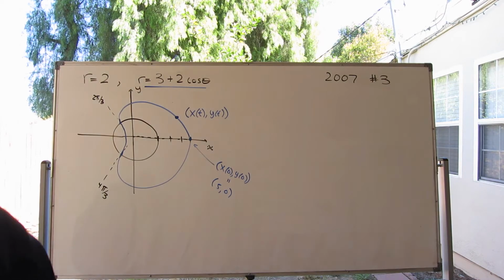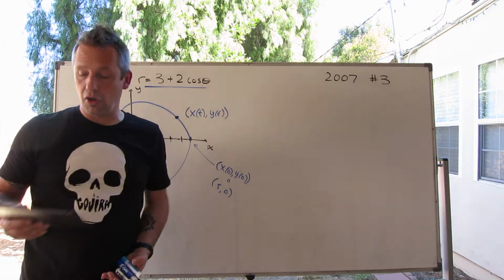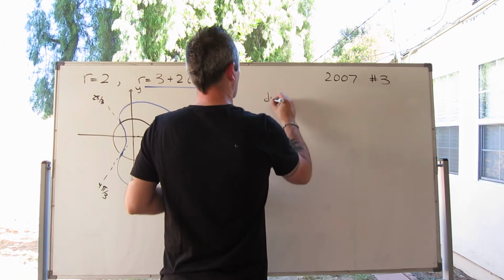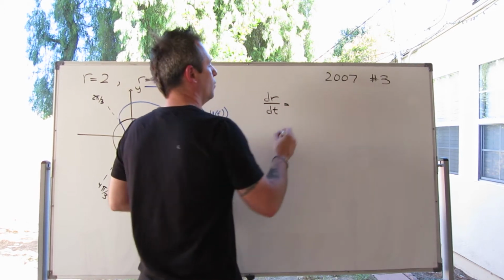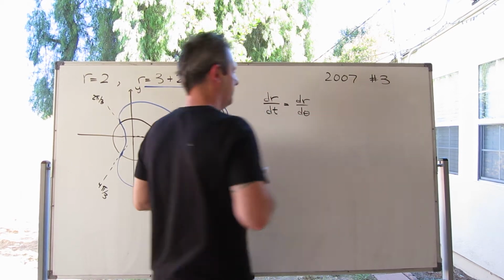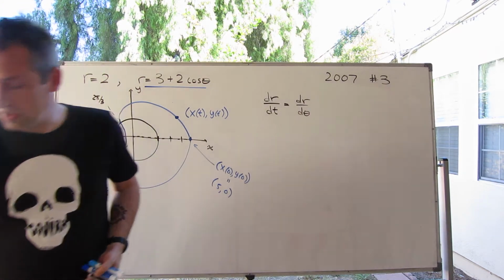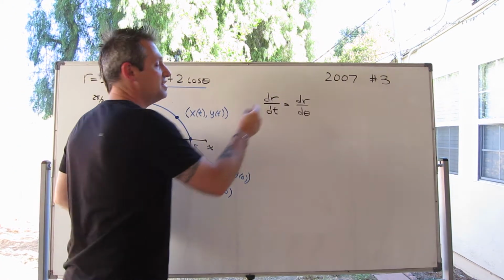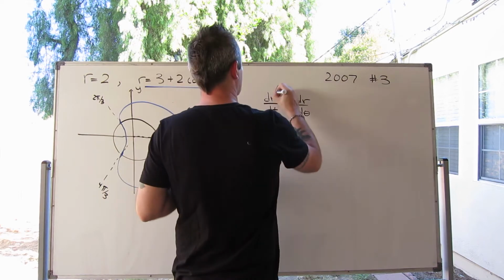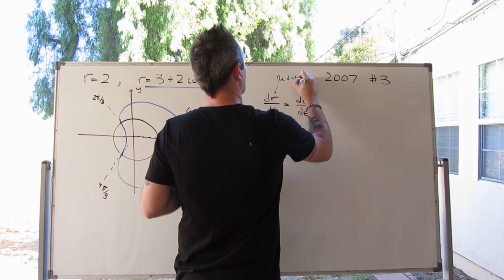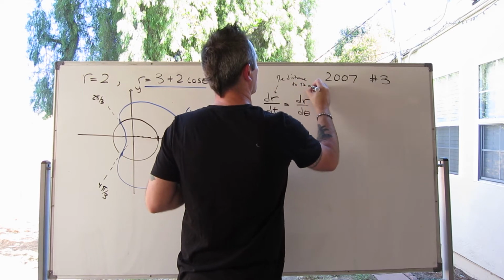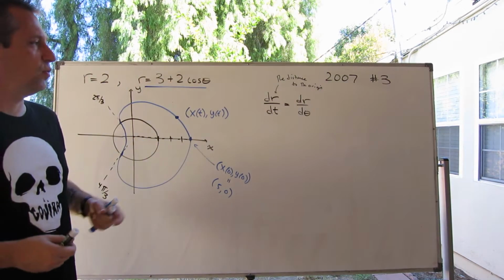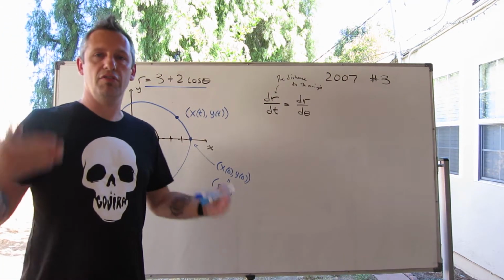Now, it keeps on going. It says that the particle moves along the curve so that dr dt is always equal to dr d theta. What this means is that the instantaneous rate of change of the distance from the origin, remember r means the distance from the origin. So dr dt is the rate of change of the distance to the origin.